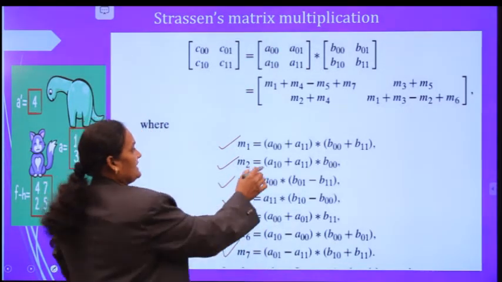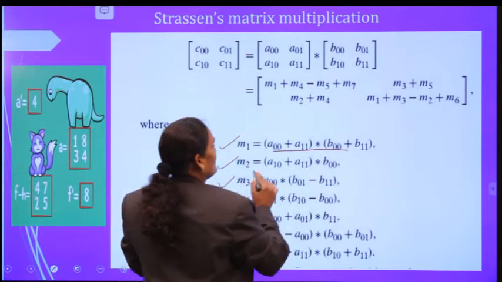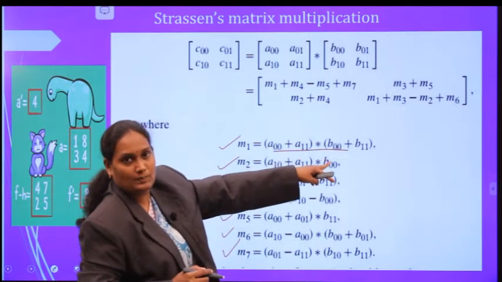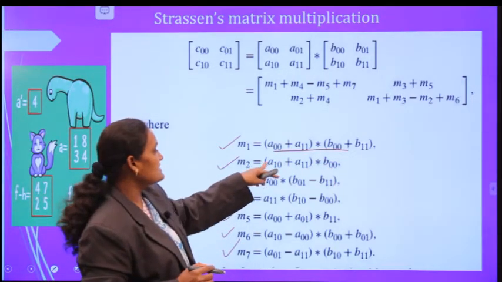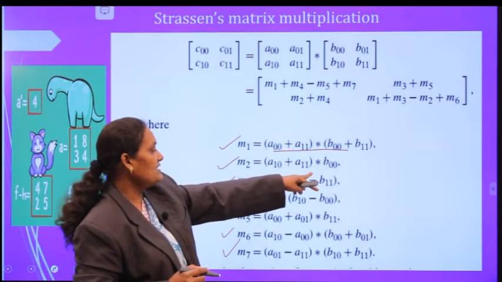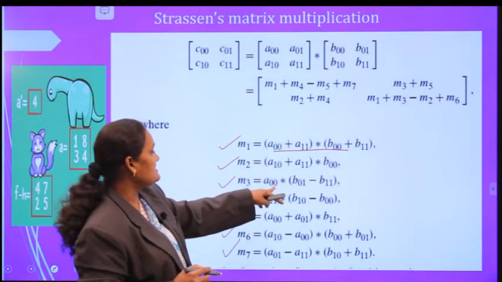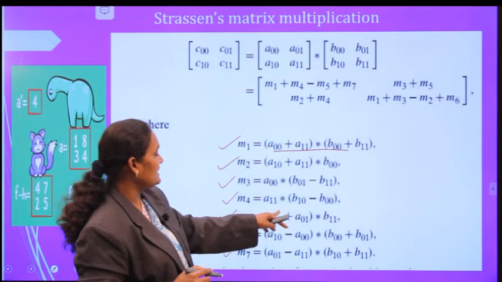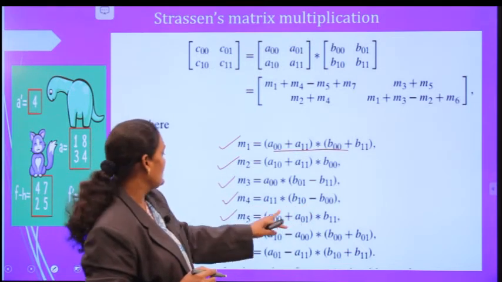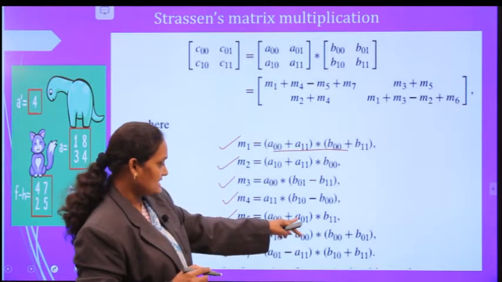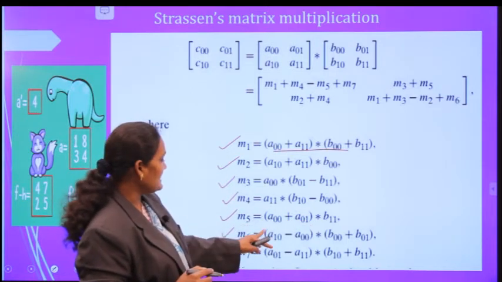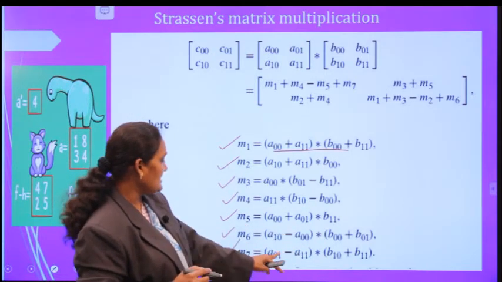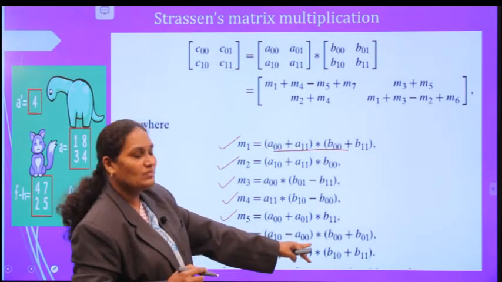How can these values be found? Let us see. M1 is A00 plus A11 into B00 plus B11. In the same way, M2 is A10 plus A11 into B00. Now M3 is A00 into B01 minus B11. Now M4 is A11 into B10 minus B00. And M5 is A00 plus A01 into B11. And M6 is A10 minus A00 into B00 plus B01. And M7 is A01 minus A11 into B10 plus B11.